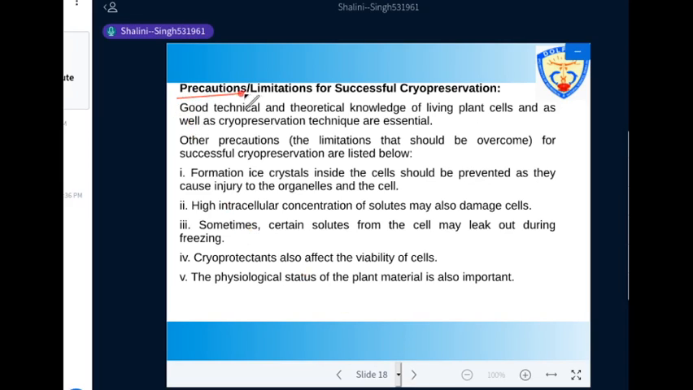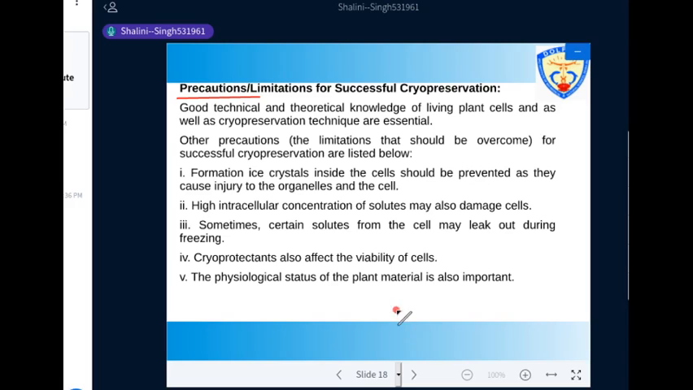Precautions or limitations for successful cryopreservation. First, you require good technical and theoretical knowledge of living plant cells as well as cryopreservation techniques. Other precautions for successful cryopreservation are: first, formation of ice crystals inside the cell should be prevented as they cause injury to the organelles and the cells. This is the most important task to be undertaken when you are going for cryopreservation of plant cells.